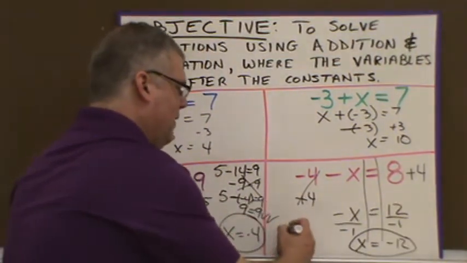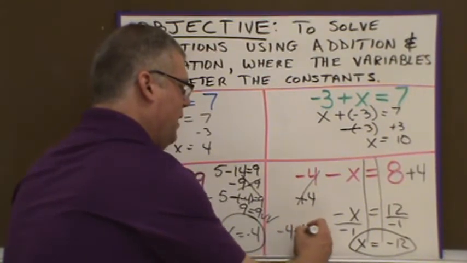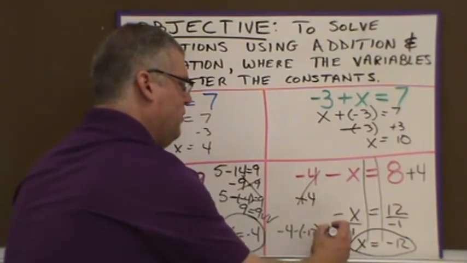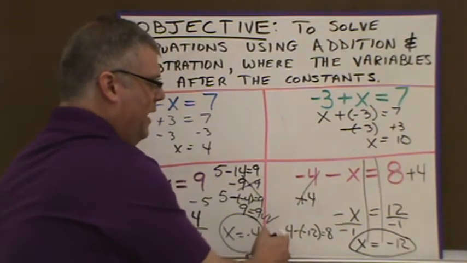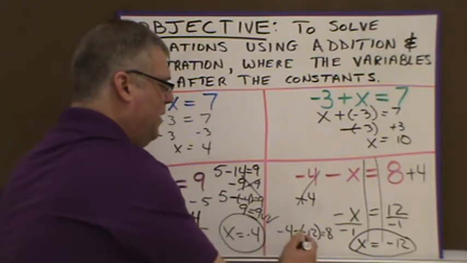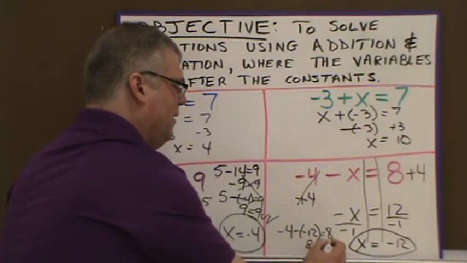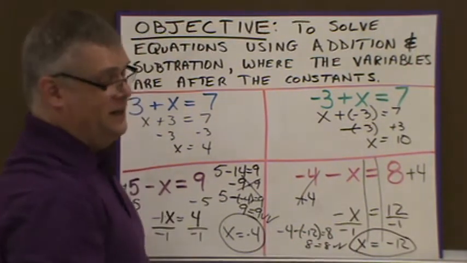Double check it. Negative 4 minus a minus 12 should be equal to 8. Minus a minus 12 becomes plus 12. Negative 4 plus 12 is 12 minus 4, which is 8. It does double check.